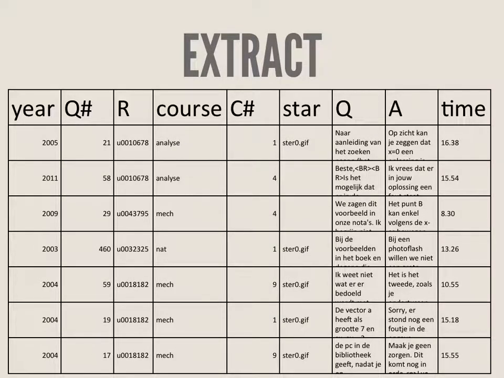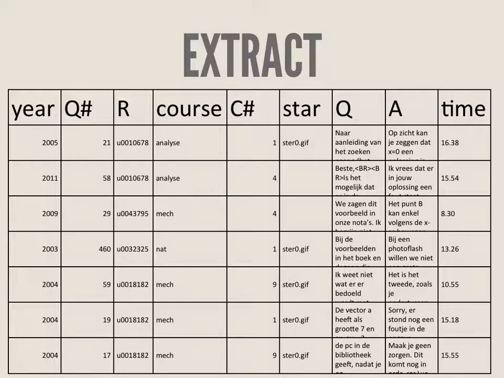And more relevant columns were the year it was asked, the number of the question, the user ID of the responder, the course the question belongs to, the chapter the question belongs to. In the early days, there was also some kind of 5-star feature where students could rate the questions, but I skipped that one. And then you have the text of the question, the text of the answer, and the time the question was asked.